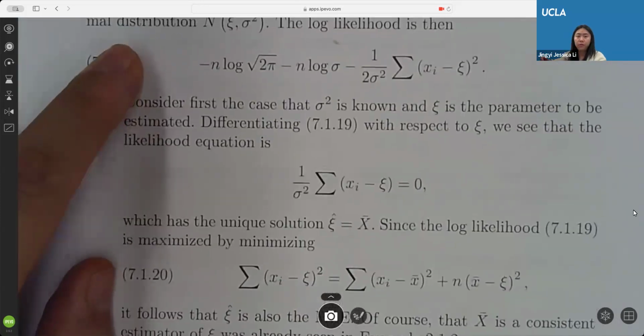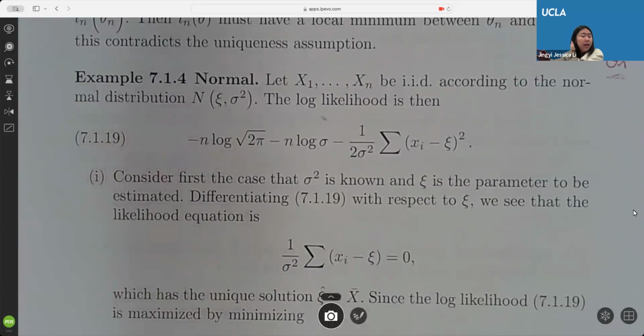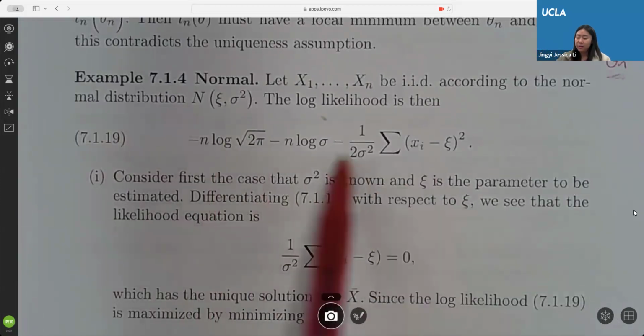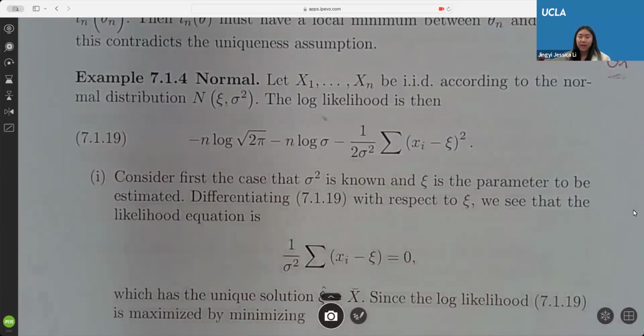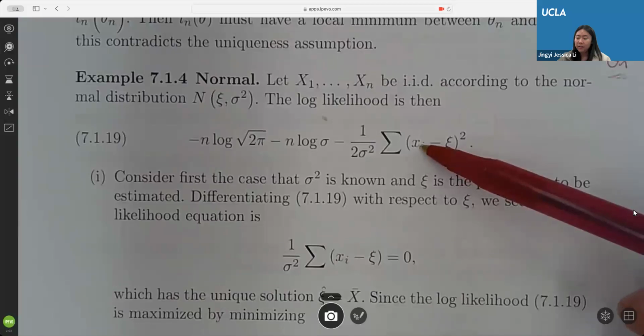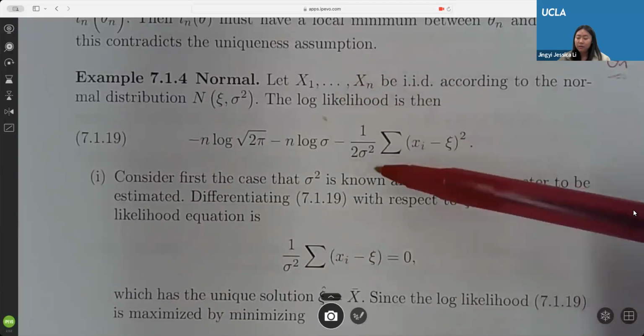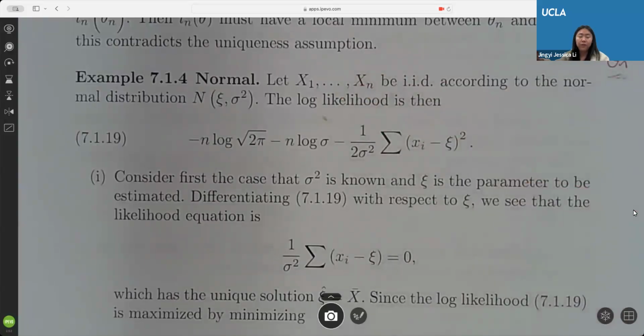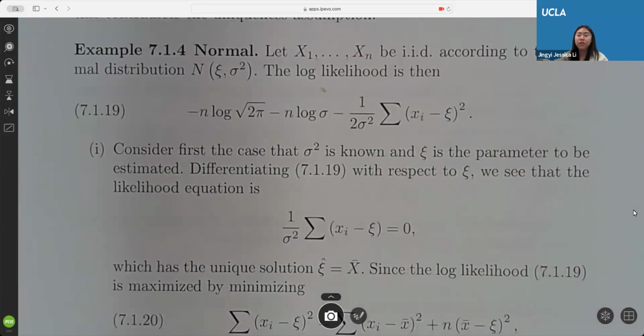This is very, very important. Normal distribution, of course, satisfies that C4. So let X1 to Xn be IID according to a normal distribution with mean psi and variance sigma squared. The log likelihood is then written down like this, where xi is just the ith value in our sample. First consider the case that sigma is known. We just estimate the mean, and psi is the parameter to be estimated.